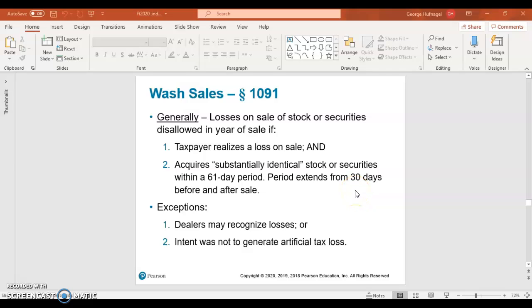Wash sales. We discussed wash sales in the beginning of the semester. Generally, losses on sales of stock or securities are disallowed in the year of sale if the taxpayer realizes a loss on the sale and acquires substantially identical stock or securities within a 61-day period. The period extends from 30 days before and after the sale. The exceptions: dealers may recognize losses. The intent was not to generate an artificial tax loss.